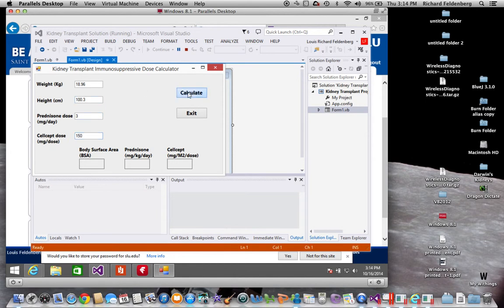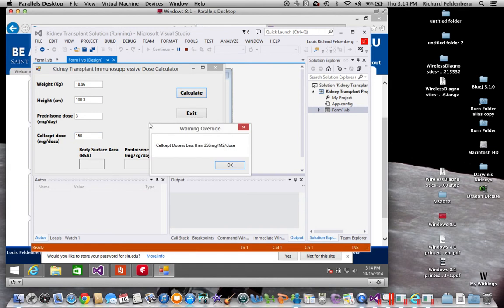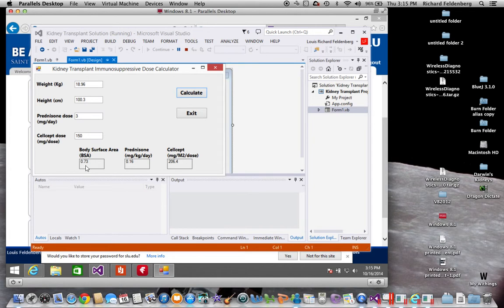And so we'll hit calculate, and this time we got a message box warning that her CellCept dose is less than 250 milligrams per meter squared per dose. So that doesn't mean necessarily that we have to change it, but we have to go back and figure out why is it that low. Is there some reason? And if there's not, then we need to adjust it. But if there is a reason why, then that's fine. And then when we hit OK, we get the information: body surface area, the prednisone, milligrams per kilogram per day, and the CellCept dose, which again came back low based on our therapeutic range.